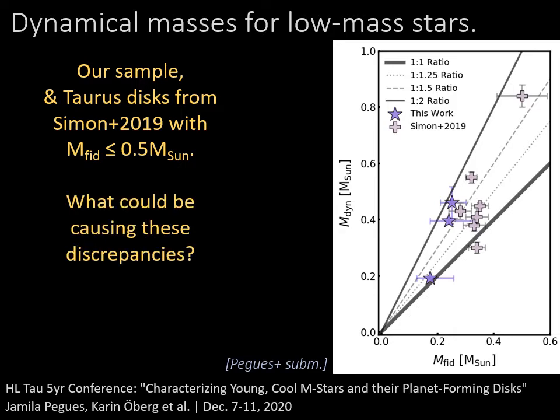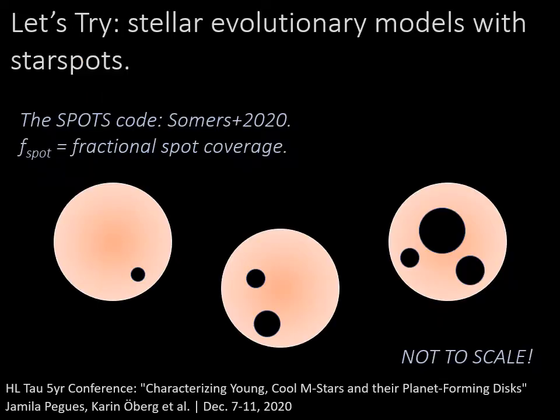So what could be causing these discrepancies between our predictions and our measurements? Well, there are a couple of possible different options, but for this talk we'll focus on one, which is that maybe these fiducial models don't incorporate enough physics to really represent our low-mass stars. So let's try stellar evolutionary models with star spots. We'll be using tracks from the aptly named SPOTS code released earlier this year.